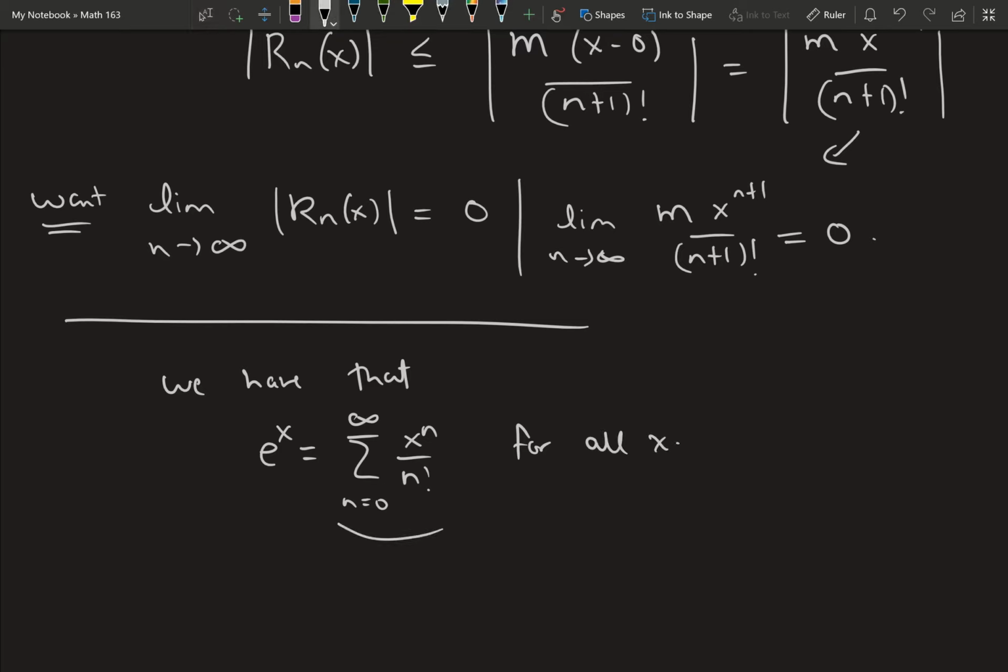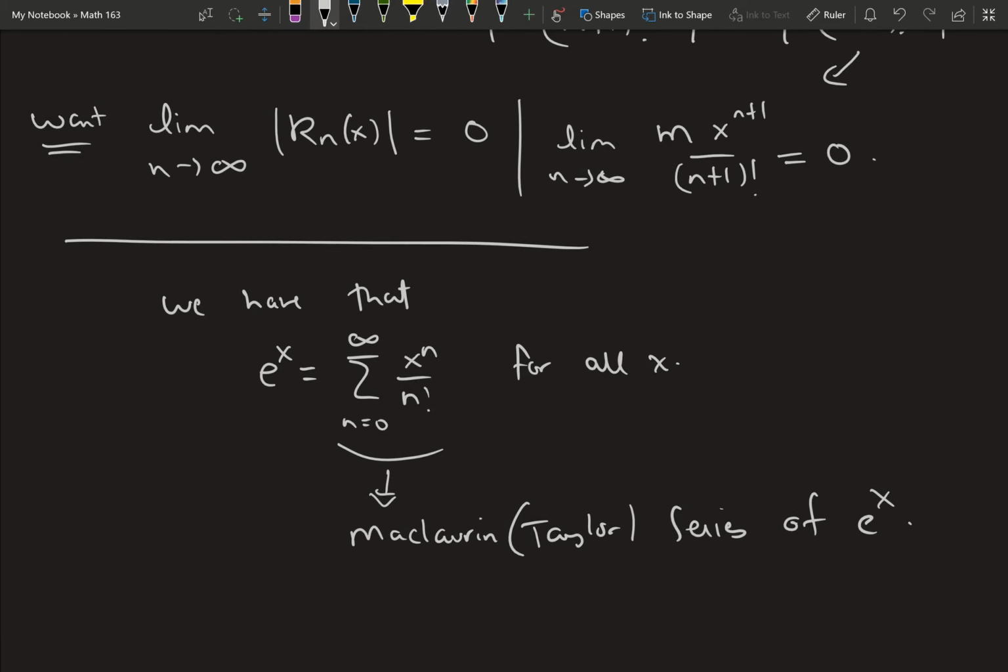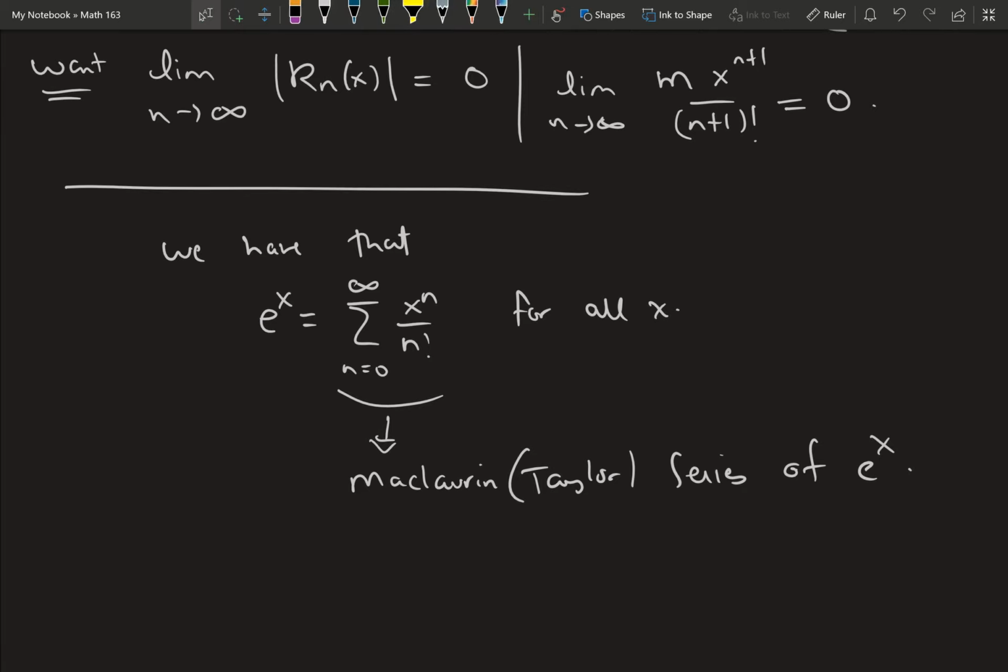And this is called the Taylor series or Maclaurin series of e to the x, which is kind of nice. This is just a giant polynomial. So to compute e to the x, a lot of calculators, I would imagine, I don't know for sure, could actually use this as an algorithm to compute e to the x.